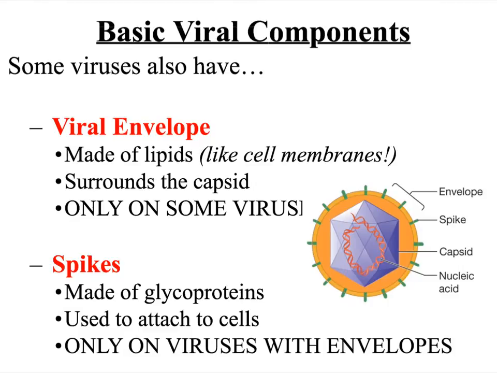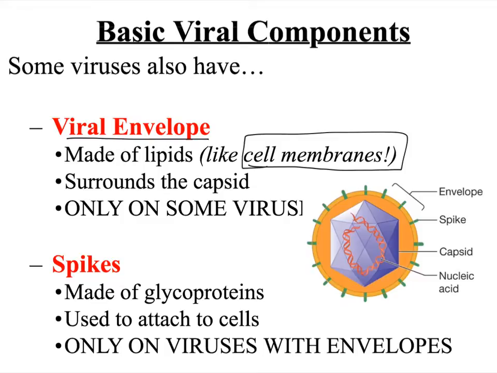There are some viruses that have more parts. Some viruses have what we call a viral envelope. Just like you use an envelope to put a letter in, some viruses have an envelope, something that surrounds them on the outside. A viral envelope is made of lipids, just like a cell membrane. That's one thing they have in common with cells. The viral envelope goes around the outside of the capsid, and you're only going to find that on some kinds of viruses. Not all, just some.